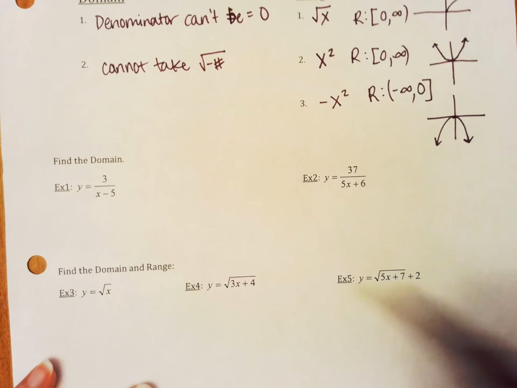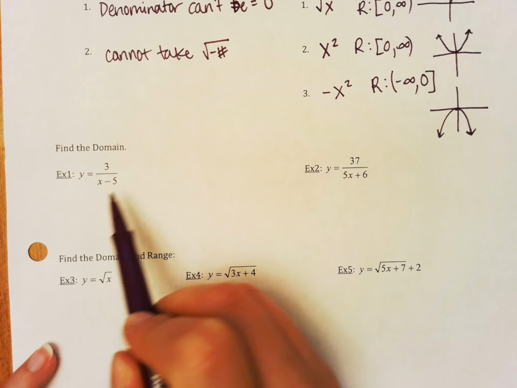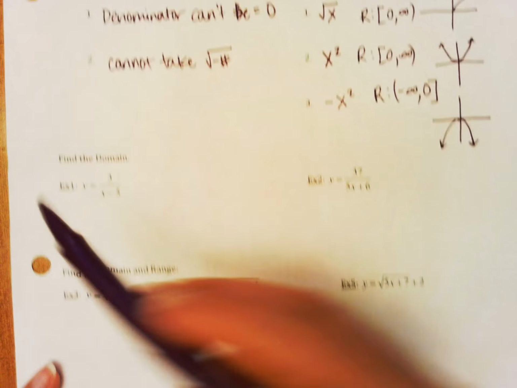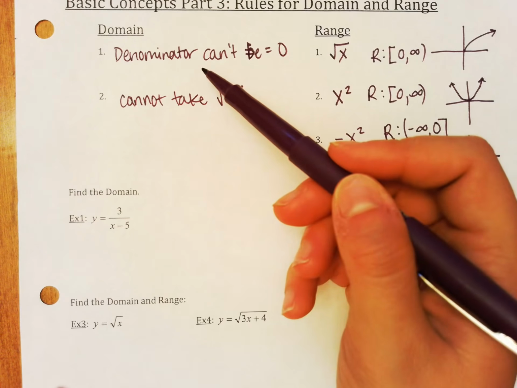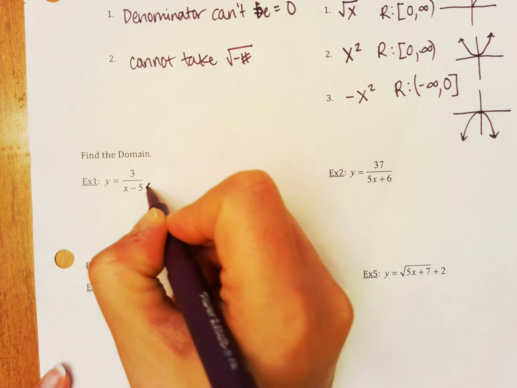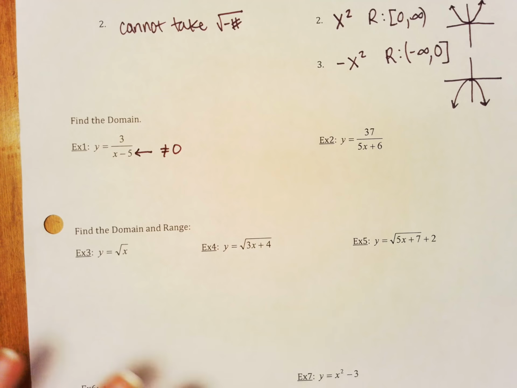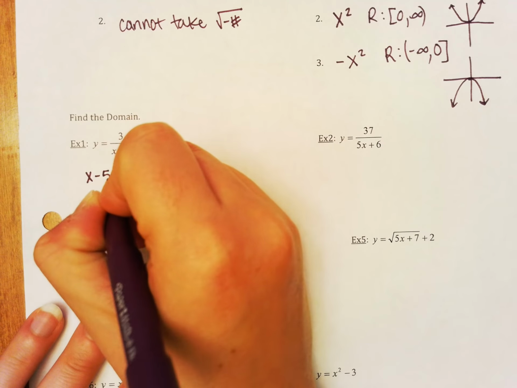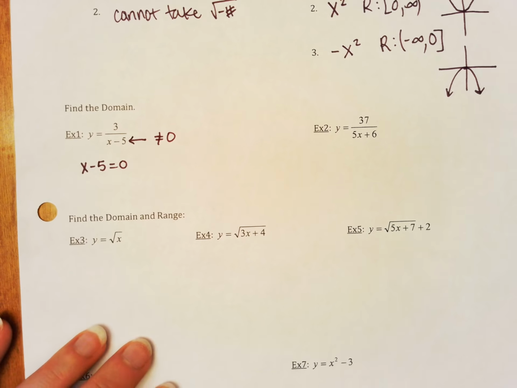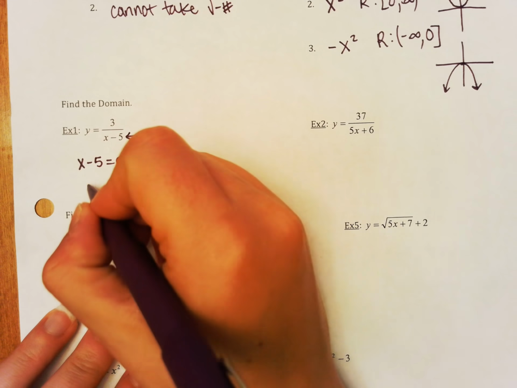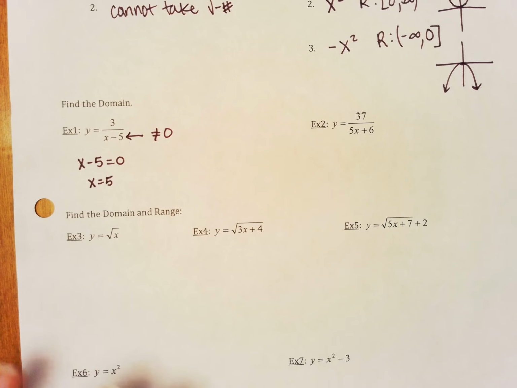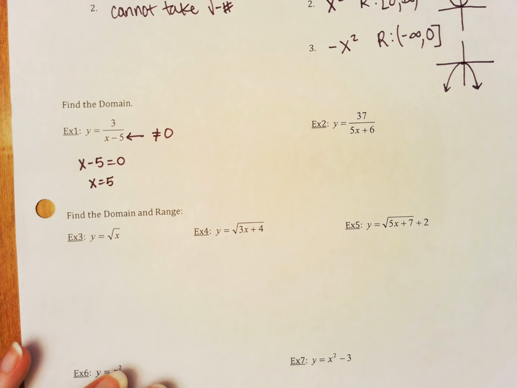So for this domain, we're looking for a problem area. We definitely have one of the two things. We don't have a square root, but we do have a denominator, so this stuff can't equal 0. What we're going to do is find out where it does equal 0. We set the denominator equal to 0, so x minus 5 equals 0. This happens at 5. If I plug 5 into that equation, I'll have 3 over 5 minus 5, so 3 over 0, and my calculator will spit out an error at me.